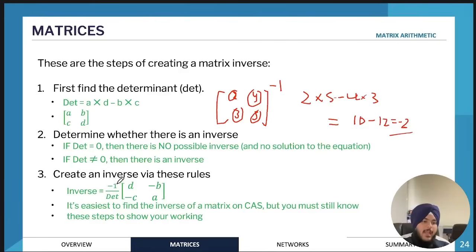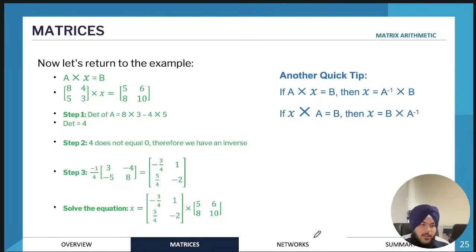The formula is 1 over the determinant of the matrix, so what you've just found, times the matrix. And the order is sort of reversed. You have D and A being flipped, so in this case, the 5 and the 2 being flipped, and the B and the C just being negative. And that's how you would find the inverse. A little bit weird, but pretty straightforward. But just using your CAS would make it really straightforward.